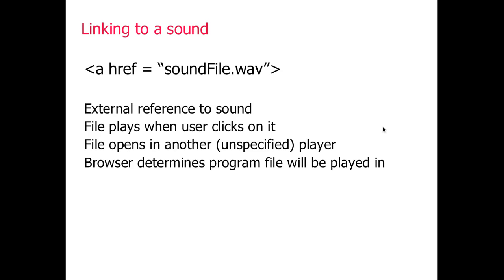So linking to a sound file. It's just like a regular link to a web page, but instead of using an HTML file, you're using soundfile.wav, which would be a relative link, an example of what I'm calling a relative link that would be located in the current directory of your web page. So external reference to sound. The file plays when the user clicks on it, opens up another unspecified player. Then you're looking at browser defaults, because this isn't specifying a player. So rather than make it so that the customer or the user has to have something, let the browser do it. So your browser settings are going to specify that.